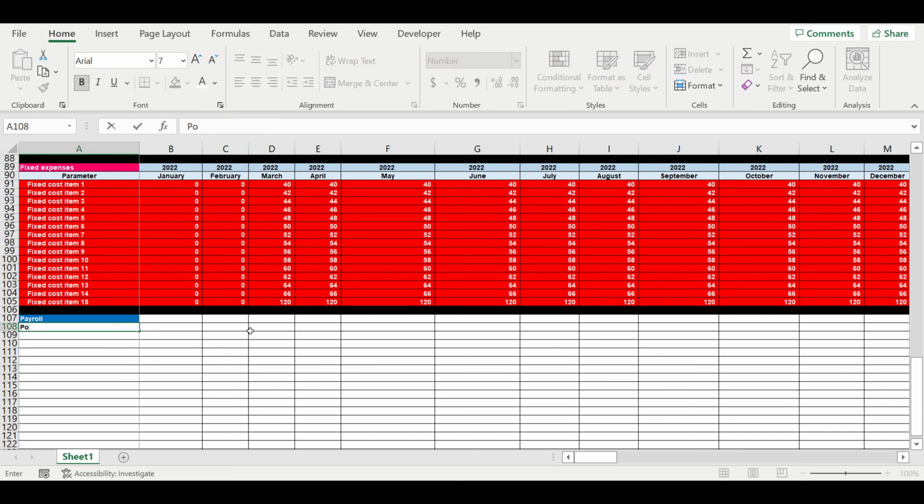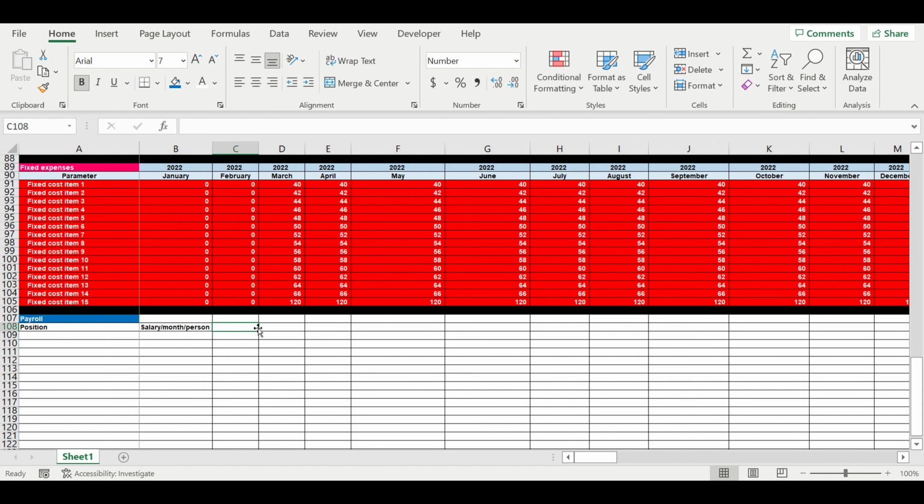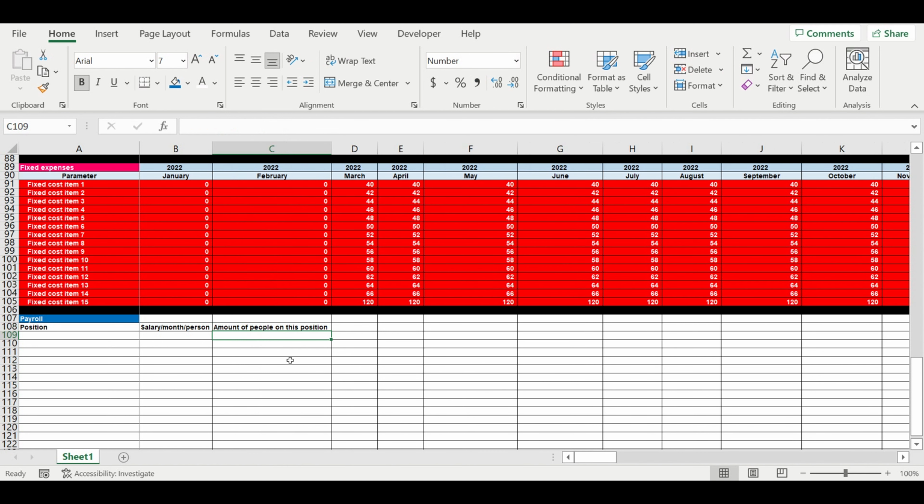I'm creating a new block of inputs. So this will be position. Then here we have salary per month, per person, then amount of people on this position. So all the data is very simple.